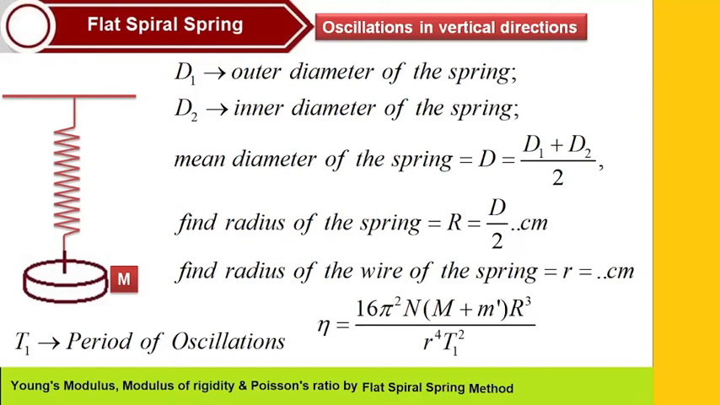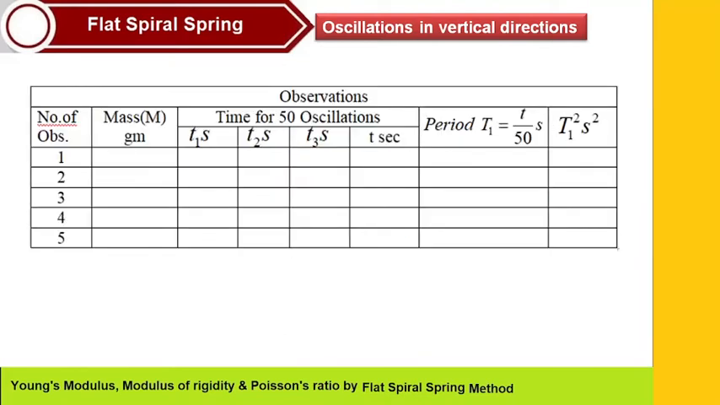T1 is the time period of oscillations and eta is the modulus of rigidity, which is given by 16 pi square capital N into bracket capital M plus small m dash bracket complete into capital R raised to 3, divided by small r raised to 4 into capital T1 square. It is shown in the observation table for oscillations in vertical direction. Mass in gram, observation numbers 1, 2, 3, 4, 5: 100 gram, 200 gram, 300 gram, 400 gram, 500 gram, like this.